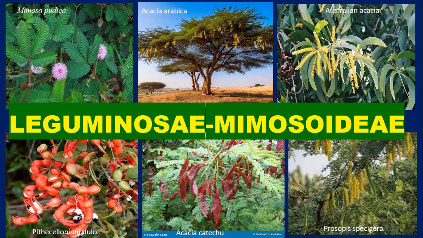So see the diagrammatic representation here. Pictures are given: Mimosa pudica, the touch-me-not plant, Acacia arabica, Australian Acacia, Prosopis species, Acacia catechu, then Pithecellobium dulce. These are some common plant species belonging to this family. Before going to the topic, if you remember at least one or two plant species, it is very easy to remember. So let us discuss the detailed information about the Mimosoideae family.